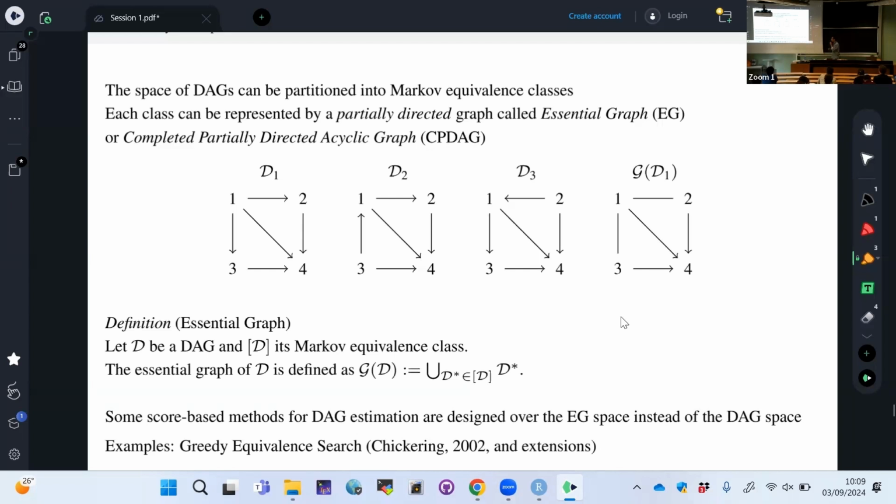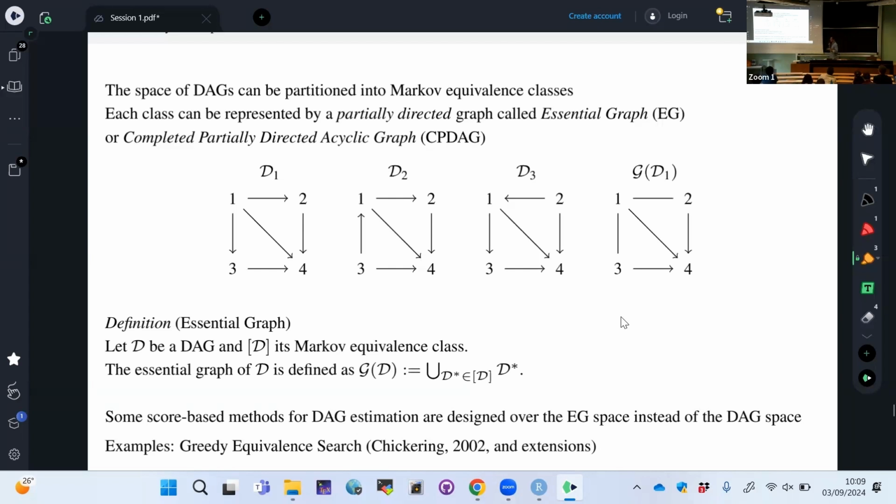And why do we need essential graphs? Because there are some score-based methods that say, okay, instead of working on the space of DAGs, since some DAGs are equivalent, do not repeat the analysis for DAGs that are the same. Save time, for example, and consider the space of Markov equivalence classes or the space of essential graphs, so the representatives of these Markov equivalence classes. And this is one reason.